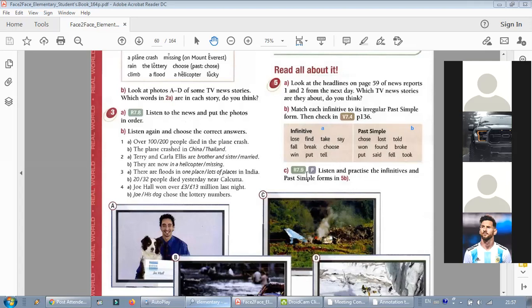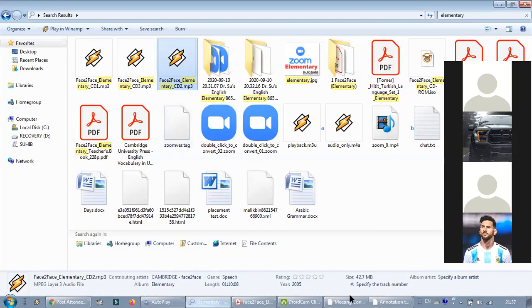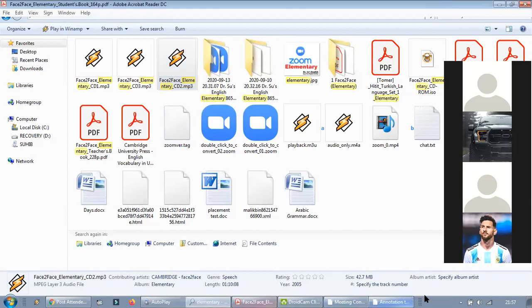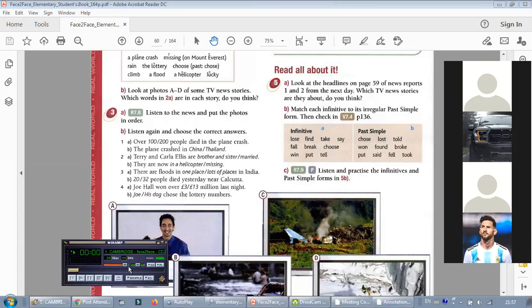Now let's listen to the pronunciation. Let me switch on the CD so you can listen to the pronunciation, okay? So let's go to the CD. Where is the CD?